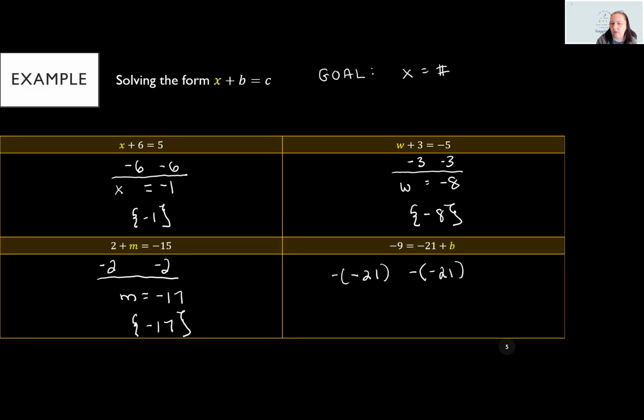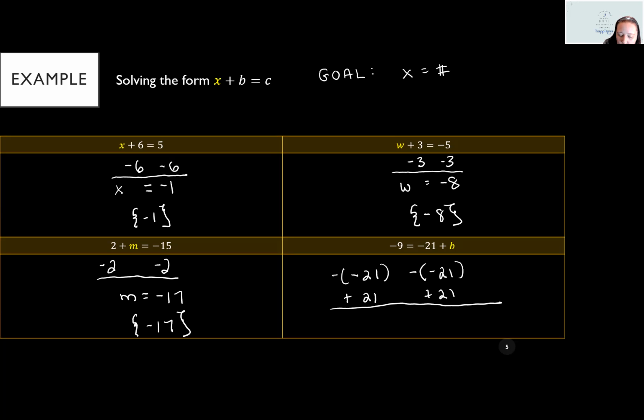It gets kind of unwieldy there because you're like, well, we're subtracting a negative. What does this mean? Subtracting and negatives are kind of the same thing. They kind of cancel each other out. When you have two negatives written in a row like this, they cancel out to become a positive. So what we're really doing is adding 21 to both sides, because subtracting a negative is the same as adding. So what we're really doing is adding 21 to the negative 9.